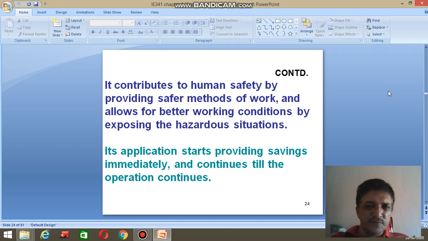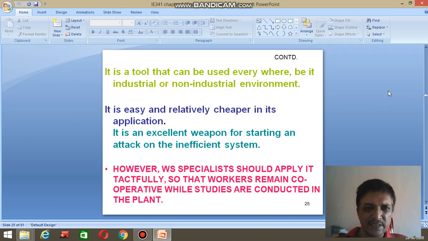It contributes to human safety by providing safe methods of work, and allows for better working conditions by exposing hazardous situations. Its application starts providing savings immediately and continues as long as the operation continues. So we can say that work study plays an important role in improving productivity. It is basically a tool that can be used everywhere, whether the environment is industrial or non-industrial; it can be applicable in both.